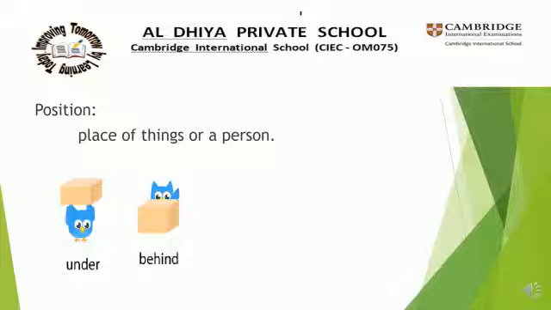The next is on. Most of you know what is on. See in this picture, this blue bird is on the box. Now you can understand the position of on. Now the blue bird is on the box.